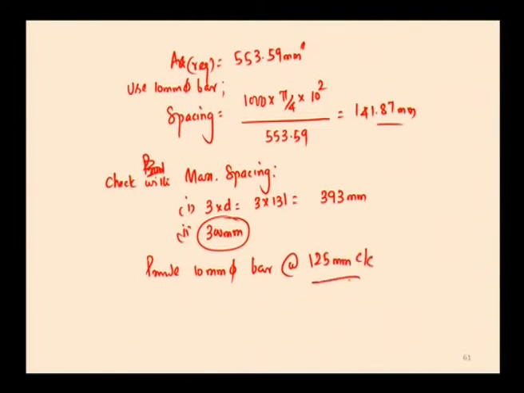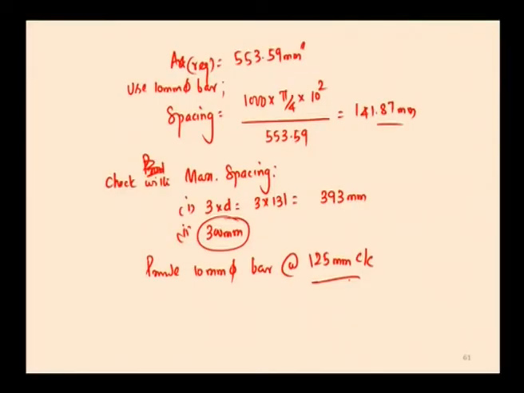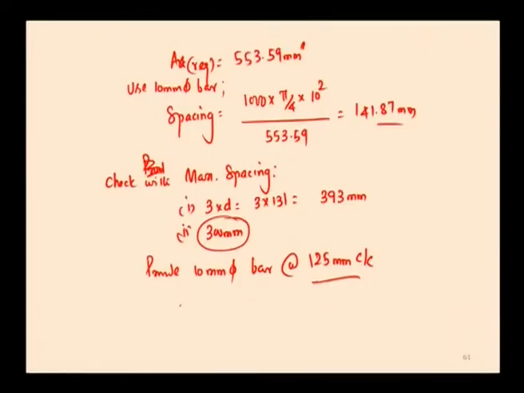Why am I reducing somewhat less? To avoid the practical difficulties. I cannot keep 141.87 in the drawing. To avoid that practical difficulty, I am keeping much less than the design value, that is 125. I am not going to decrease it to 100 mm, it will become uneconomical. So, I am reducing somewhat from 141.87 to 125 mm, which is somewhat economical.